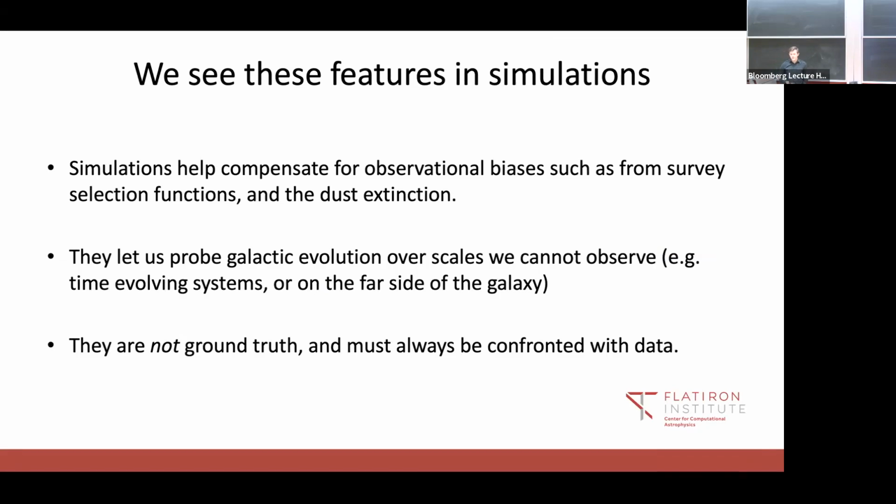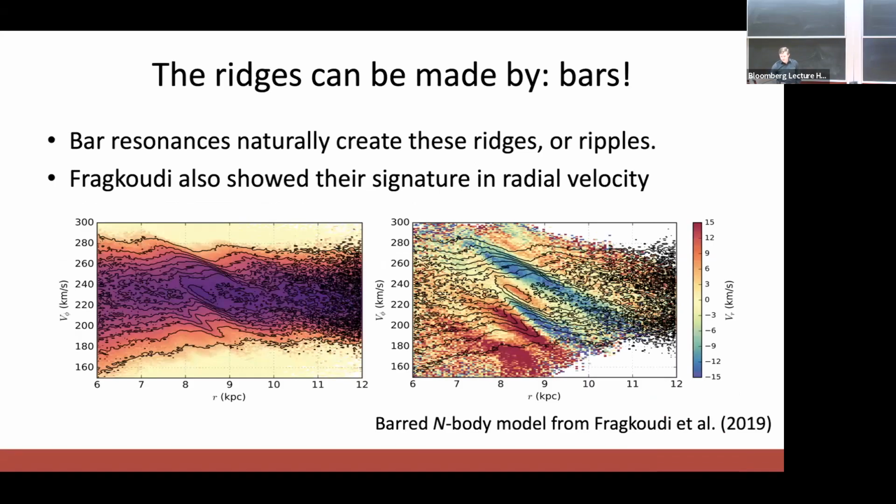However, simulations are of course not ground truth, and you must always come back to data to see if what you're doing does appear to be sensible. And just in brief, these ridges can be made by bars. We know bar resonances leave the imprint in this space. This is R V phi in density from a barred N-body model from Francesca Fragkoudi, and the ridges also pop out in radial velocity. So you can make them with bar resonances. I'm not going to talk about that too much today.